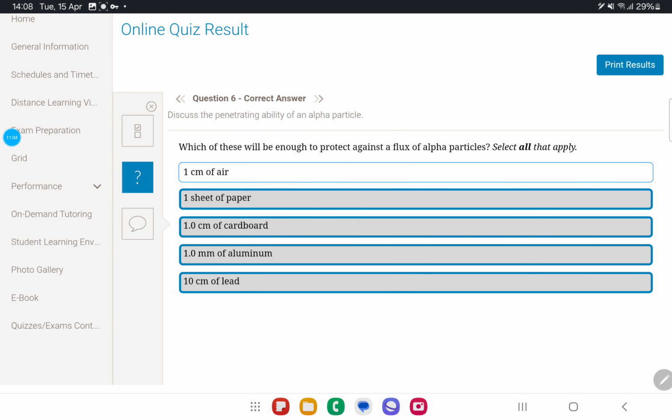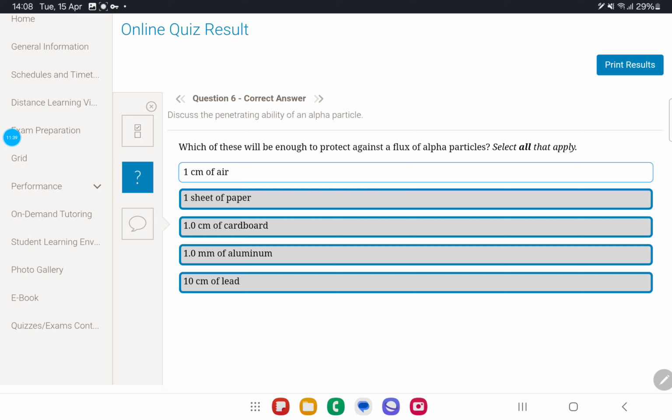Which of these will be enough to protect against the flux of alpha particles? Okay, so again, like I said, alpha can only pass through air, but any other object at any thickness, no matter how thin it is, can block it. So 1 sheet of paper, 1 centimeter of cardboard, 1 millimeter of aluminium, 1 centimeter of lead, 10 centimeter of lead, sorry, they're all more than enough to stop alpha. Okay? So yeah, that's it.